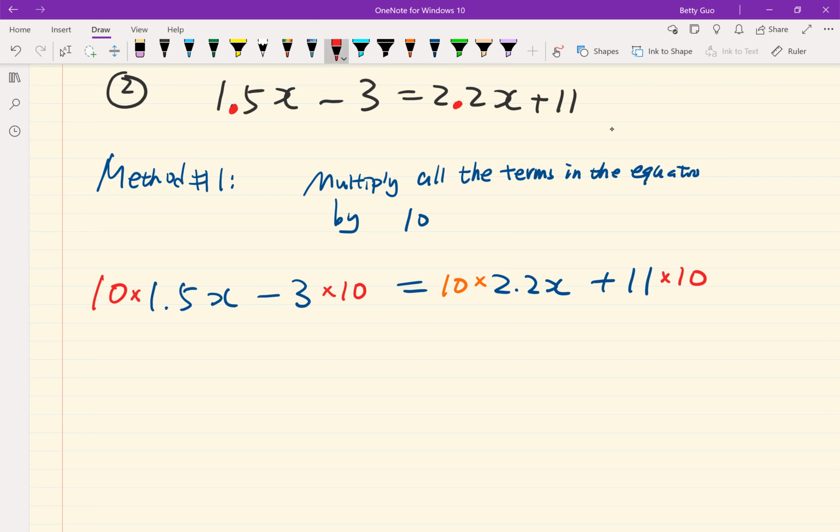You might wonder, why do you multiply by 10? Why don't you multiply by 100 or 1,000? The reason I multiply by 10 is because there's one 0 in 10, and 1.5 and 2.2, both decimals in this equation, only have one digit to the right of the separator. That's the reason, okay? And 10 would be enough to change the decimal to the smallest whole number. What is 1.5 multiplied by 10?